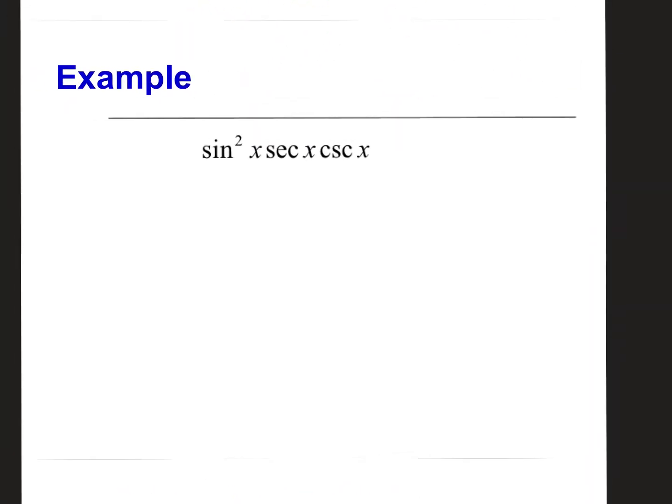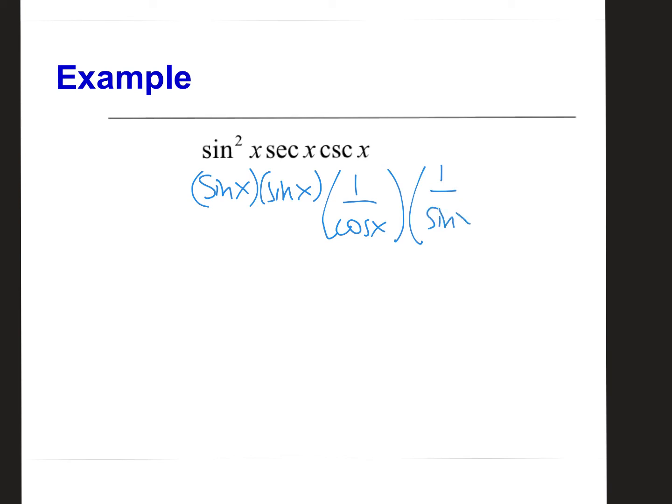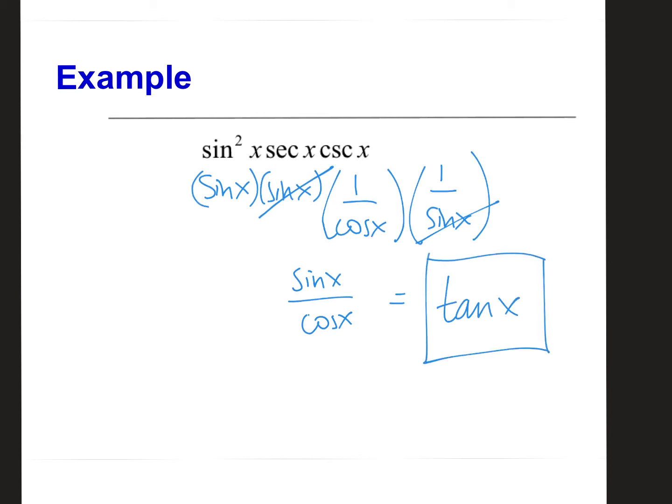Okay, so let's take a look at this one. Sine squared is the same thing as sine of x times the sine of x. Secant is 1 over the cosine of x, and cosecant is 1 over the sine of x. So now, when you cross cancel this sine with this sine, the only thing that's left is sine of x over the cosine of x, which equals tangent of x. And again, you know that you're done because you've gotten it down to a single trig function.